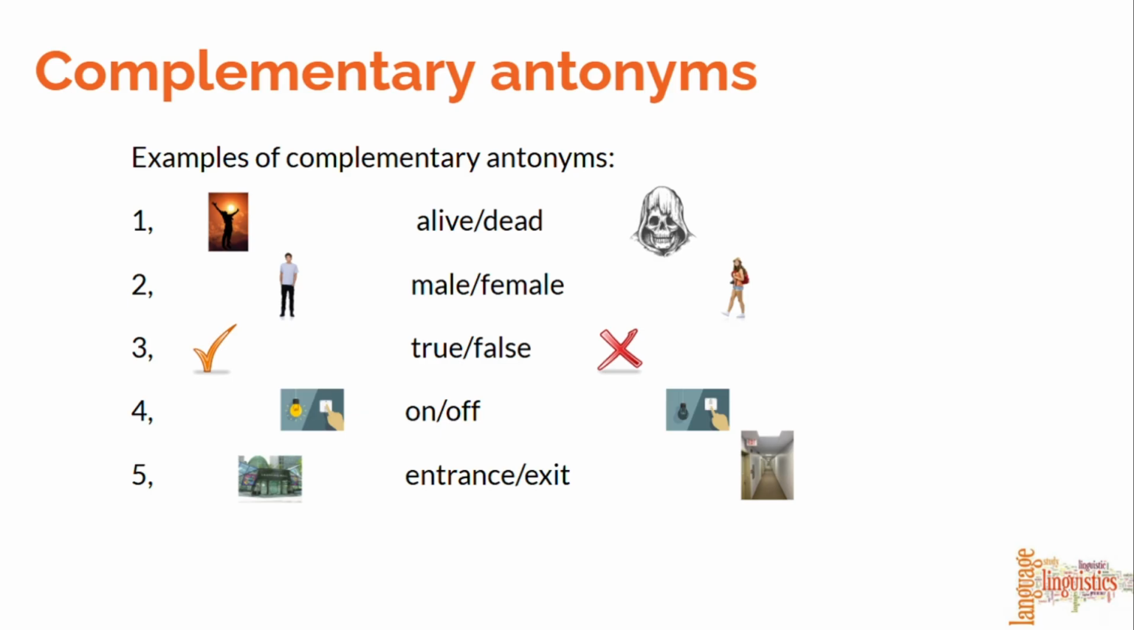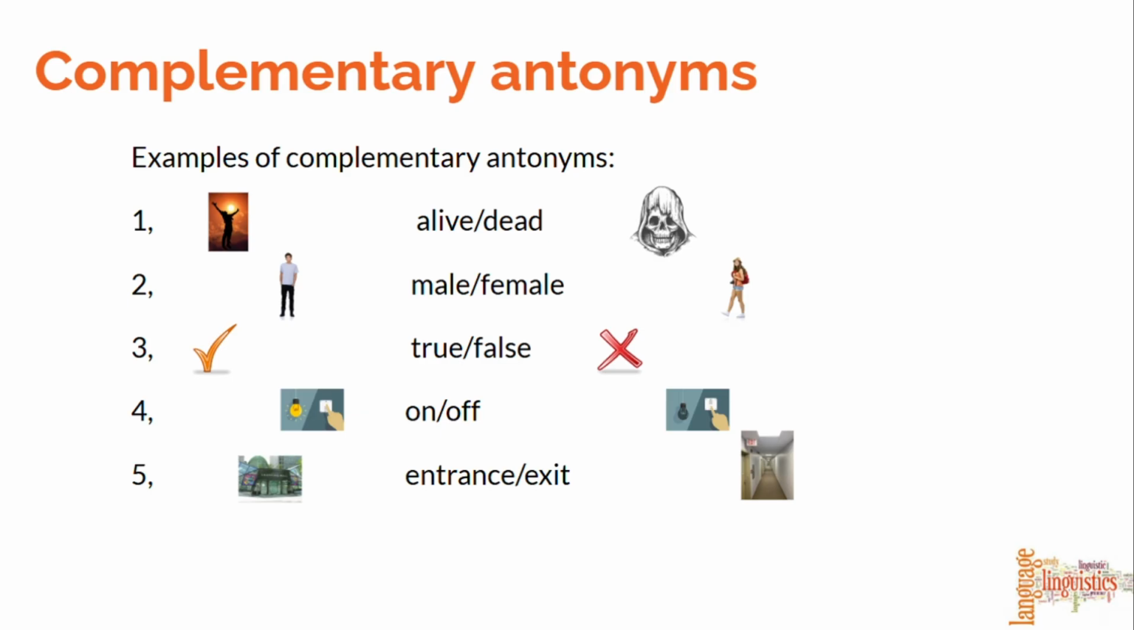Let's look at the second pair, male and female. According to complementary antonyms, if we negate the first word, this animal is not a male. That means this animal is a female. So if we negate the second word, this animal is not a female. So this animal is a male. So this pair forms an either-or relationship. So it is complementary antonyms.